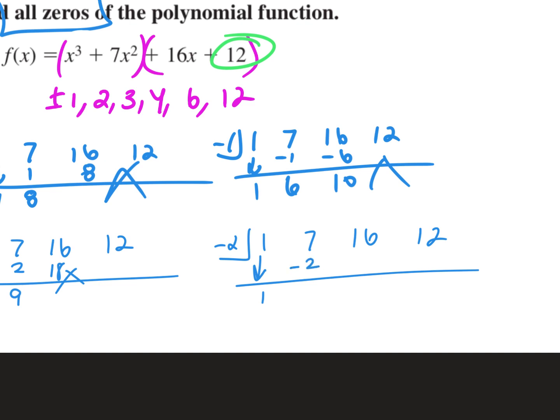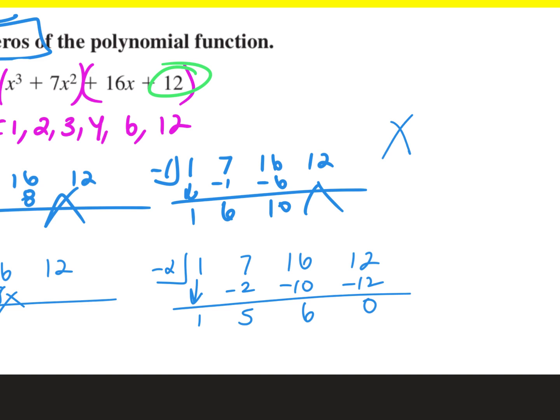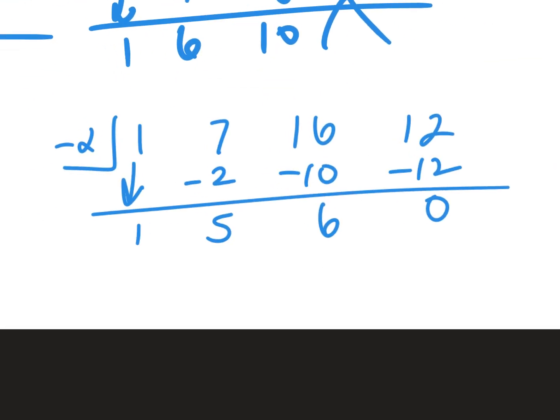Negative 2. 7 minus 2 is 5. 5 times negative 2, negative 10. 16 minus 10 is 6. Ooh! 6 times negative 2 is negative 12. Does this one work? Okay, good. So we found out that x equals negative 2. There's one of my answers. So what do I have left over here? This 1, 5, and 6. Write it out for me as a polynomial.